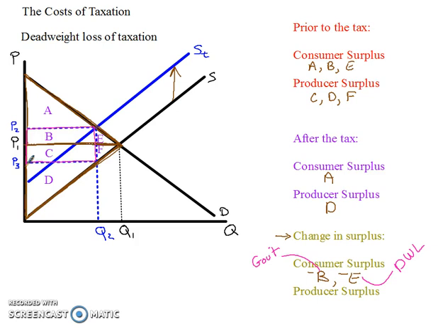So where did the producer surplus go? What did they lose and where did it go? The producer lost area C and area F. Those are the two areas that they lost. Where did those areas go? Where did area C go? Well, area C went to the government, because remember, all this in here is going to be the government revenue. So area C went to the government right there.